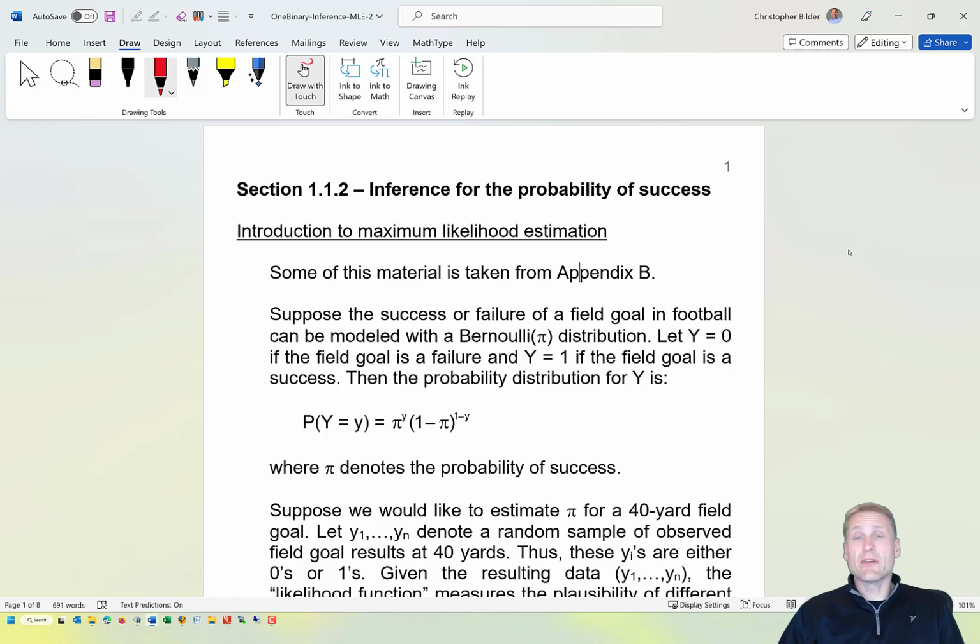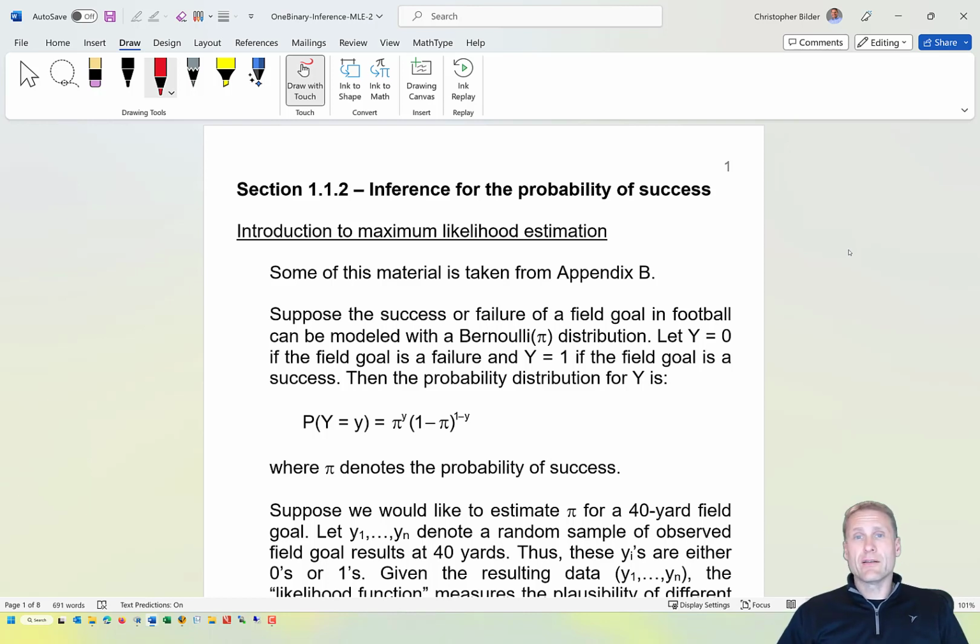The main purpose of this section is to look at how to estimate the probability of success, and then also to make inferences about the probability of success in terms of the population value. To do this, we need to have an introduction to maximum likelihood estimation.